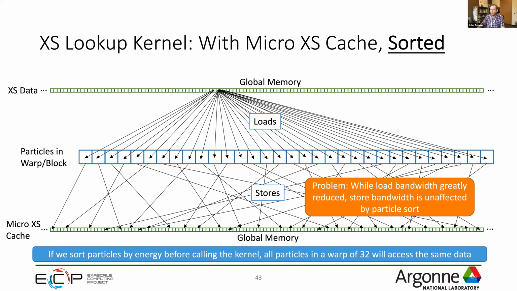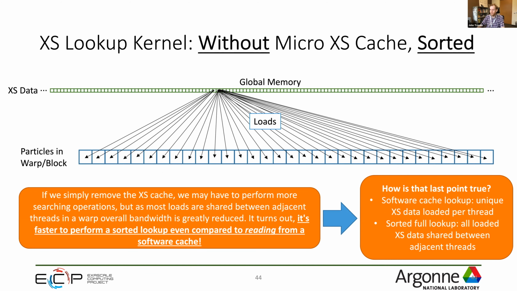However, the loading bandwidth is great, but storing to this cache we found on GPU was still really expensive, and sorting by itself didn't really get us much speed up. So the solution was, we just get rid of the cache, and we can do multiple loads now with event-based mode. It turns out that even if we just do the full lookups again instead of reusing a cache, we end up being much faster. That's because instead of having unique data that we're loading per thread, it's just one set of data per block, and that ends up being a massive win.